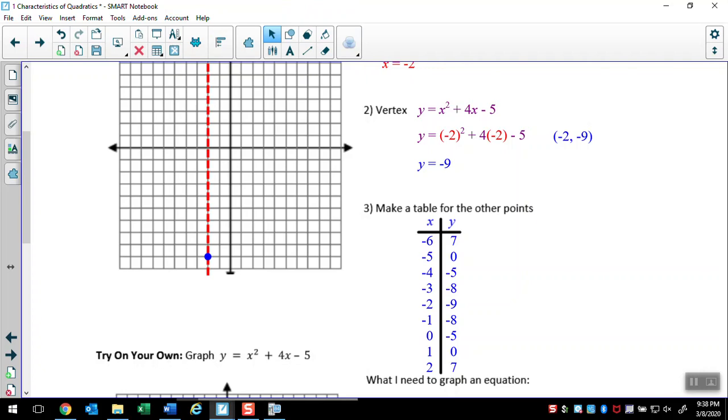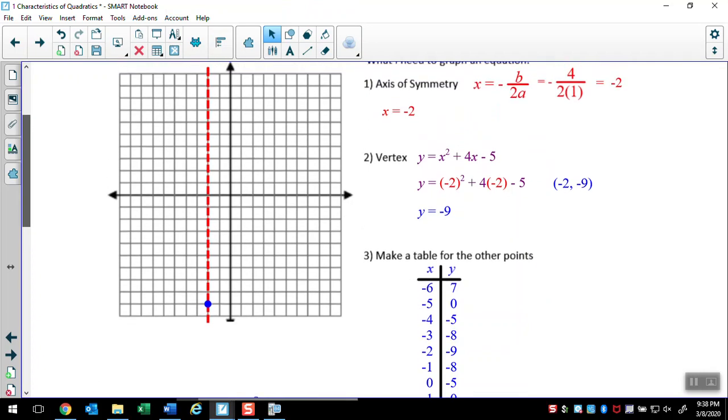All right, so now we can go ahead and graph all of those points. So I can go to negative 6, let's see, 6, and then up to 7. So I'm going to scroll up a little bit more.